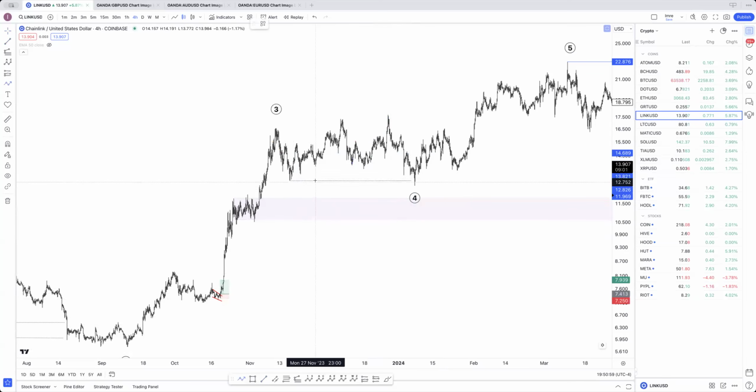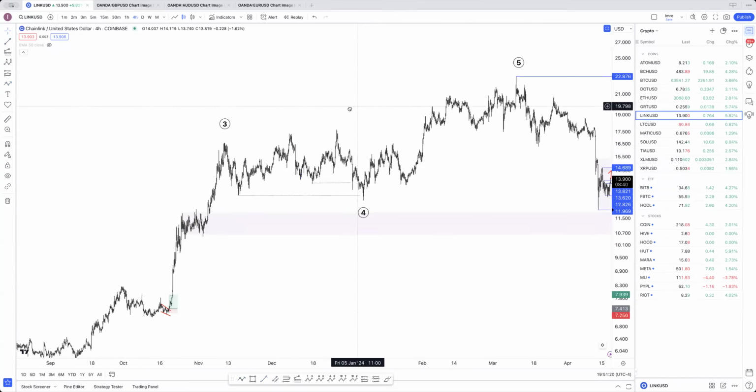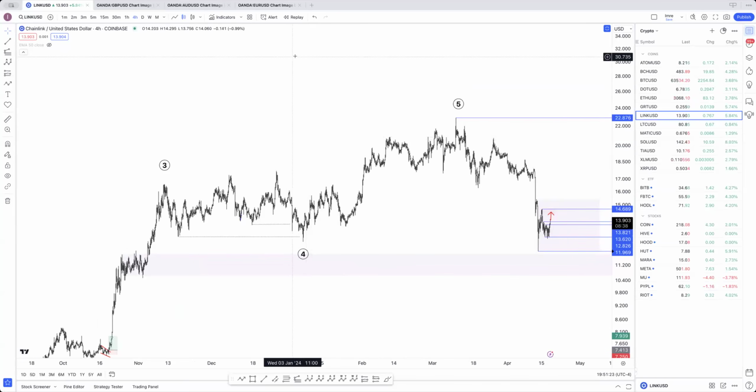Why? Because this low led to this high. And if we wanted to get even more refined, we can say that this is actually a primary inducement here, because this is the most recent swing low before we get that high. So that is a very, very, very good filter to assess whether or not the pattern is mature.